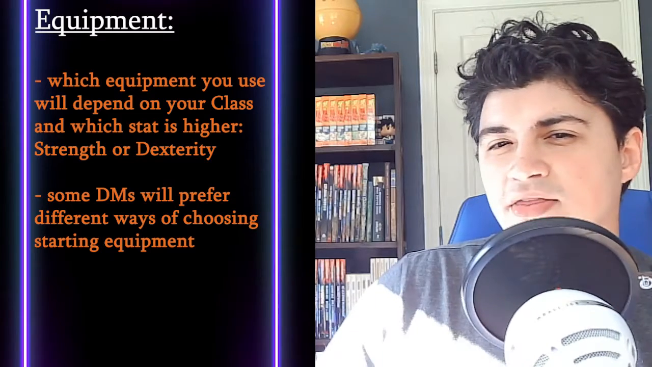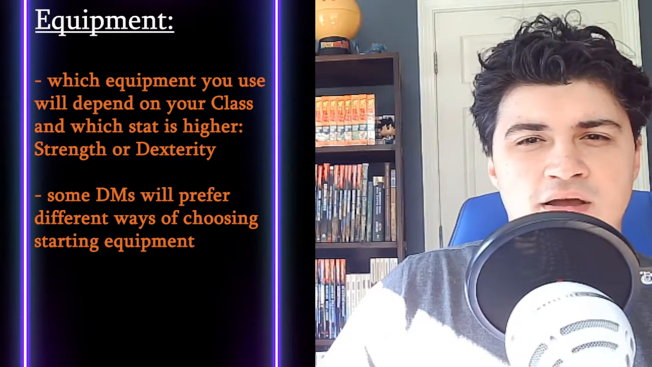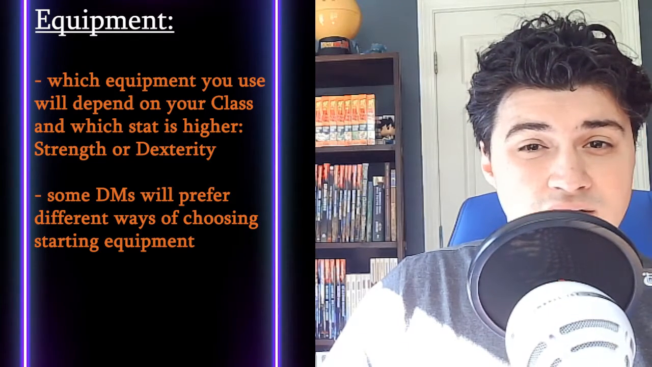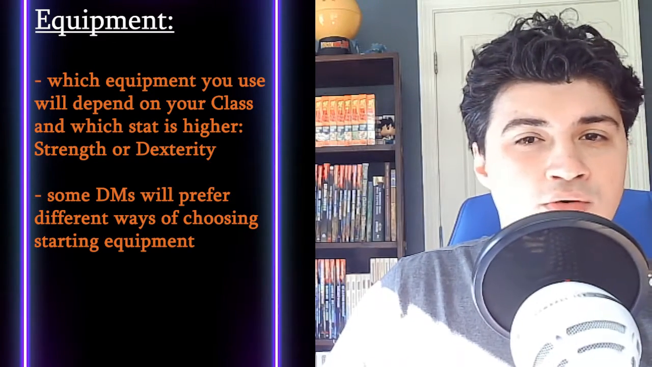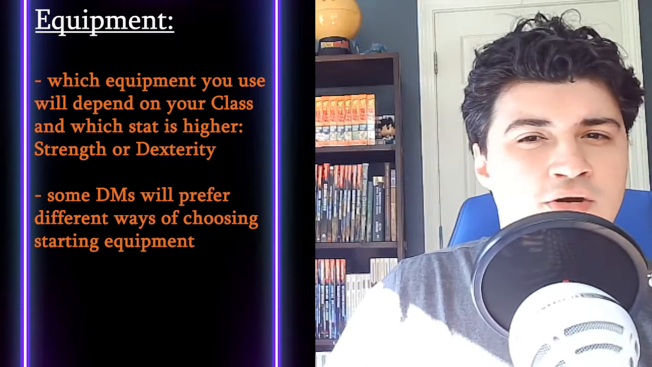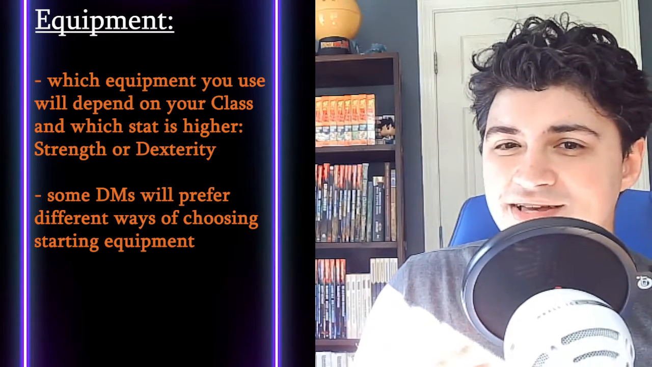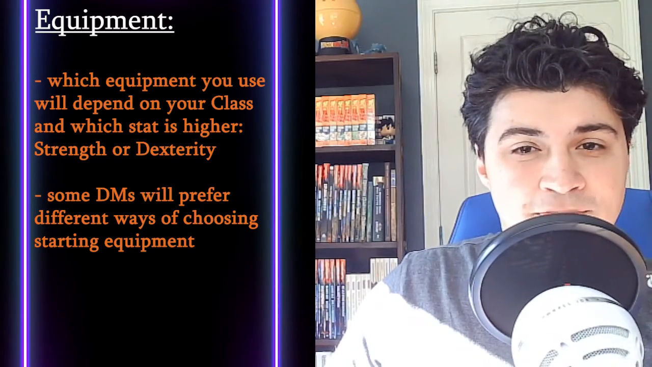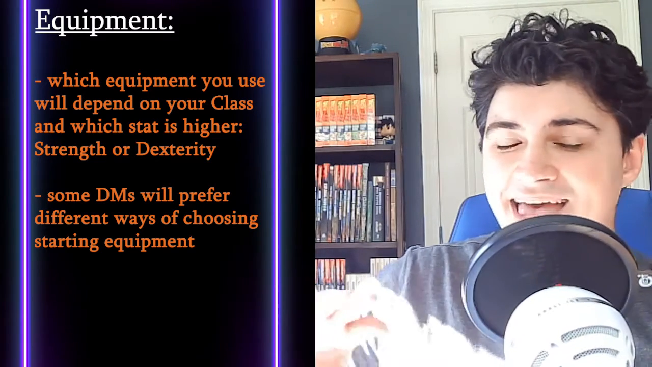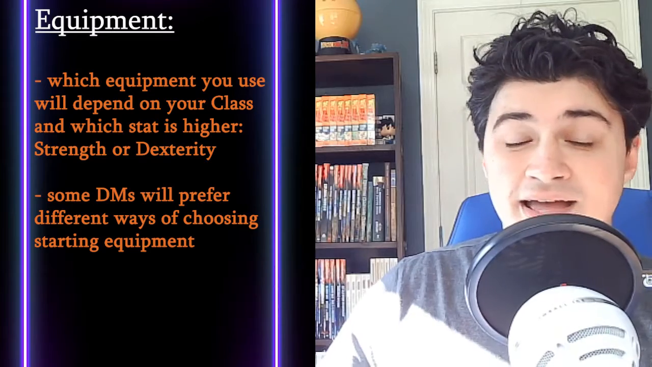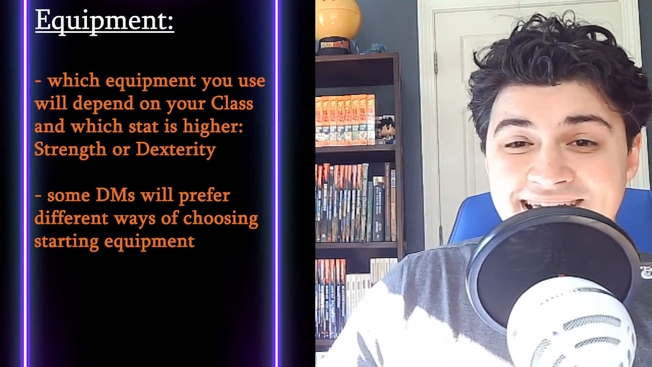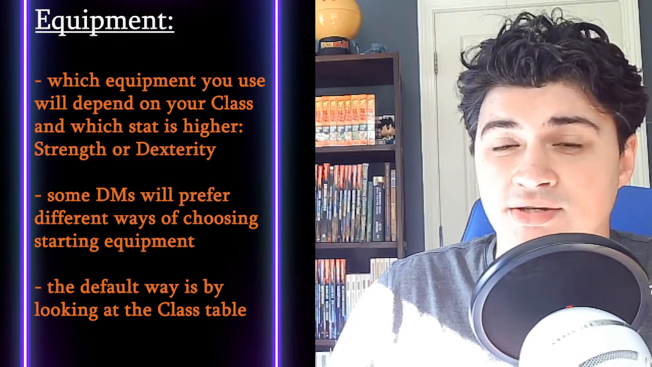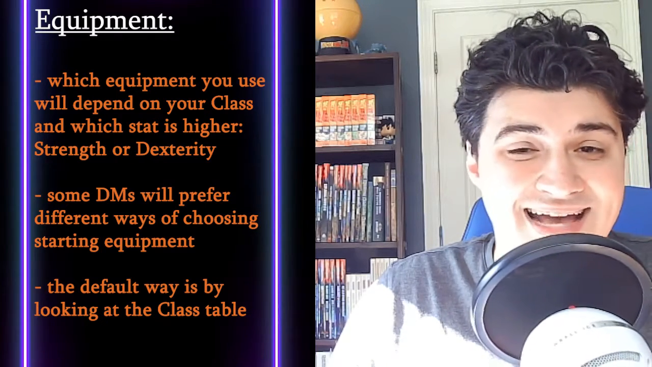I do find that most DMs just prefer that you look in the starting equipment section under each character class entry, but some DMs like you to roll for starting gold or to pick your equipment a different way. I myself as a DM enforce variant encumbrance, so the way I allow my players to pick their starting equipment is by picking anything on the mundane equipment table, and they can basically take it as long as they can carry it. But for the rest of this video, we will assume that your DM wants you to pick your equipment based on the class entry.